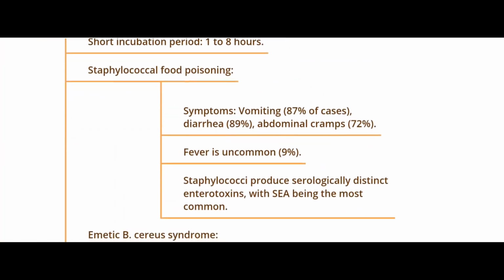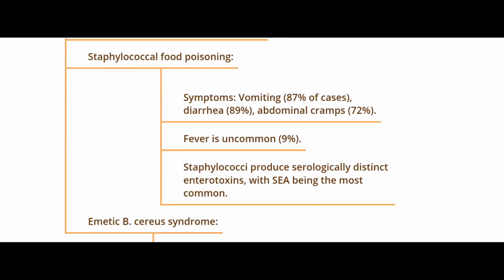And if we're talking about the staphylococcal food poisoning, 87% of cases will have vomiting, 89% would have diarrhea, and 72% will have abdominal cramps. Fever is uncommon as it comes with 9% of the patients only, and it's usually caused by the excessive vomiting, the inflammation and irritation of the esophagus, and dehydration. They produce serologically distinct enterotoxins, with SEA being the most common.